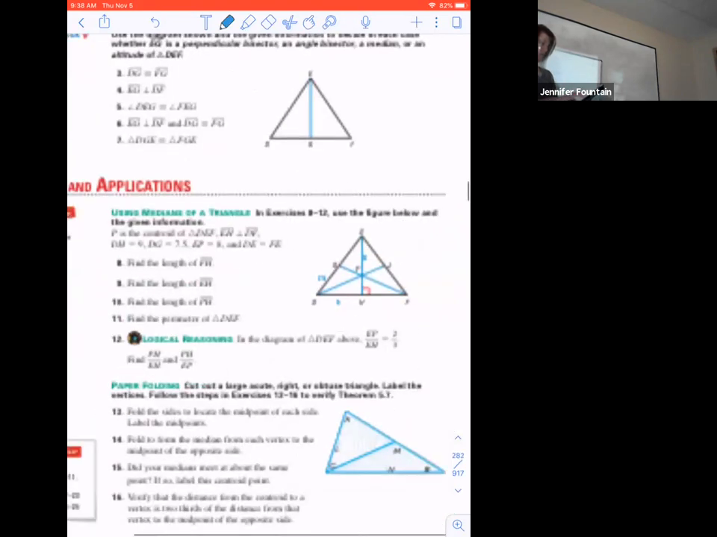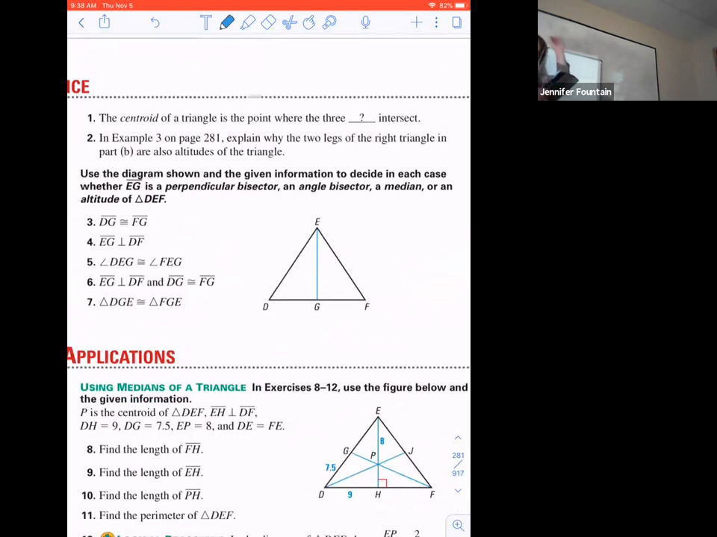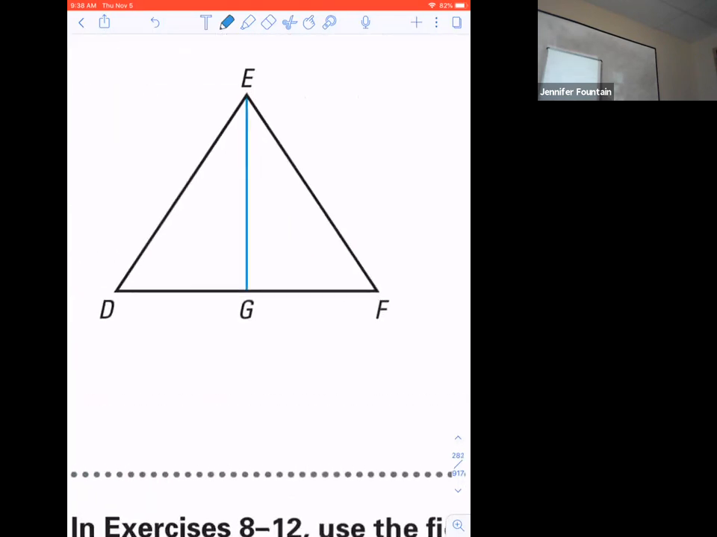All right, use the diagram shown in the given information to decide in each case whether EG is a perpendicular bisector, an angle bisector, a median, or an altitude. So now we're going to look at all four cases that we've just talked about: perpendicular bisector, angle bisector, median, or an altitude. So let's look at number 3. DG is congruent to FG. So we're talking about along the bottom. We're saying that DG is congruent to FG.